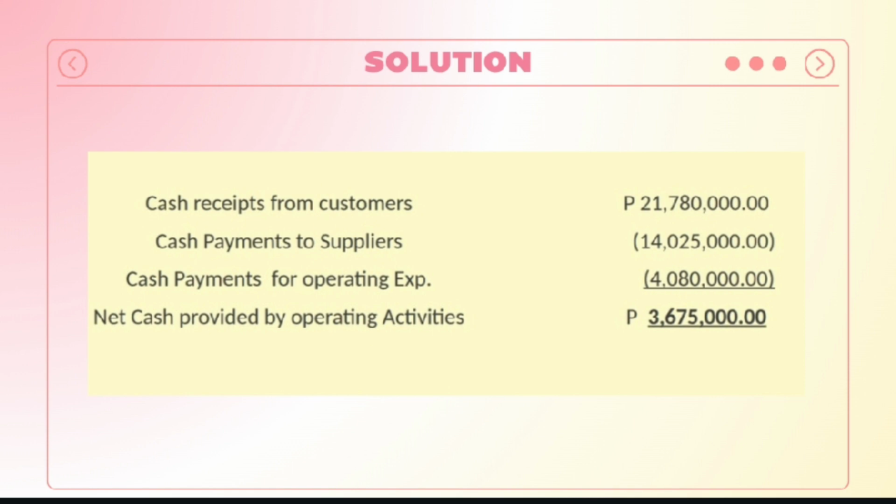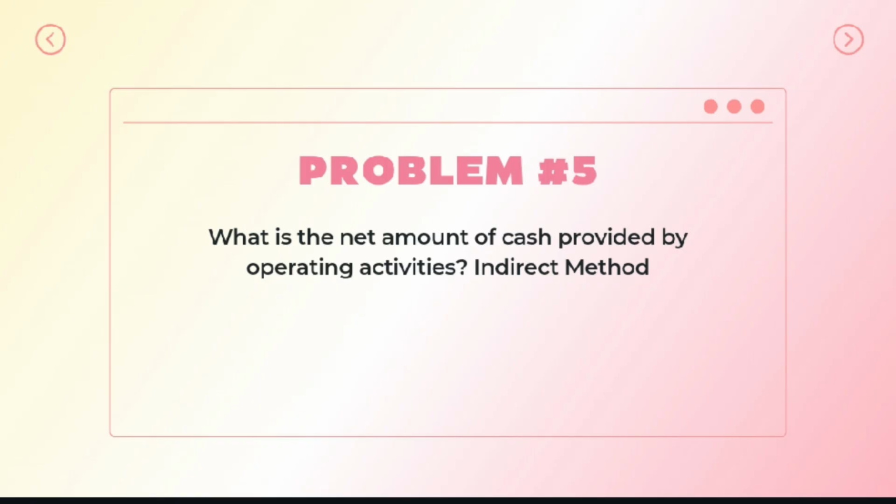500,000 plus 825,000 plus 300,000 equals 3,675,000. Therefore, the net amount of cash provided by operating activities using the indirect method is 3,675,000. Problem number 5. What is the net amount of cash provided by operating activities, indirect method?